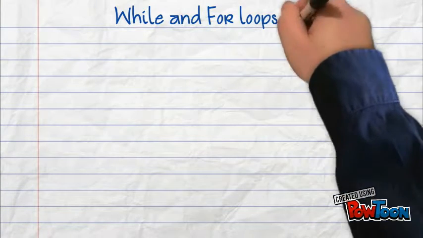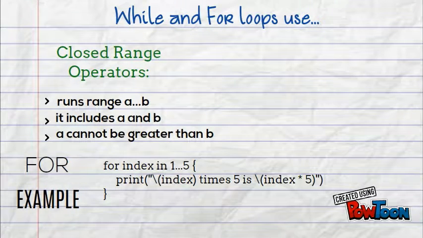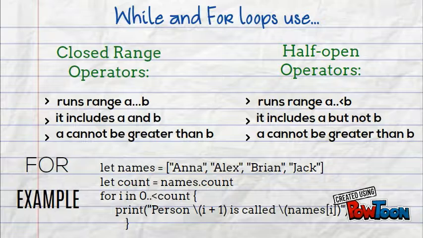So in Swift, while and for loops use two types of operators. Closed range operators, signified by three dots, include the first and last value in the range, and half-open operators, signified by two dots and a less than, are more like Python, which doesn't include the last one. An example of the bottom is a half-open operator.